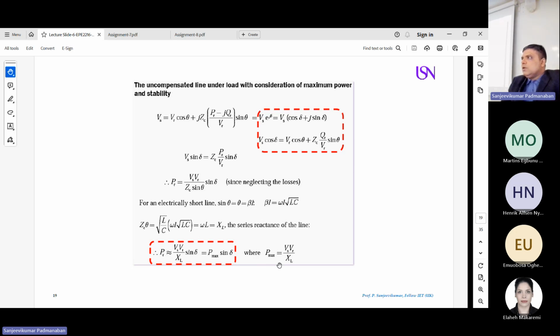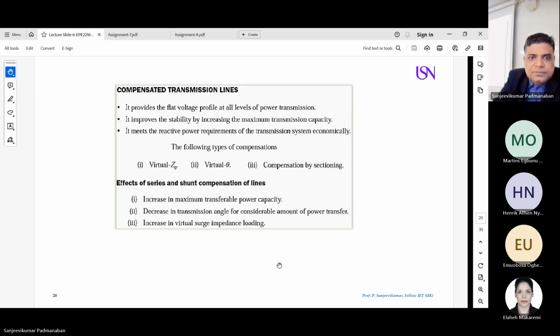It's clear to you? Can I go to the next one? So these all are the calculation formulas. I'm not giving you any derivation. Please note, I didn't derive. If you want to learn the derivation, please have a look at your textbook. I gave only the final results on how to calculate your maximum power for an uncompensated line under consideration.